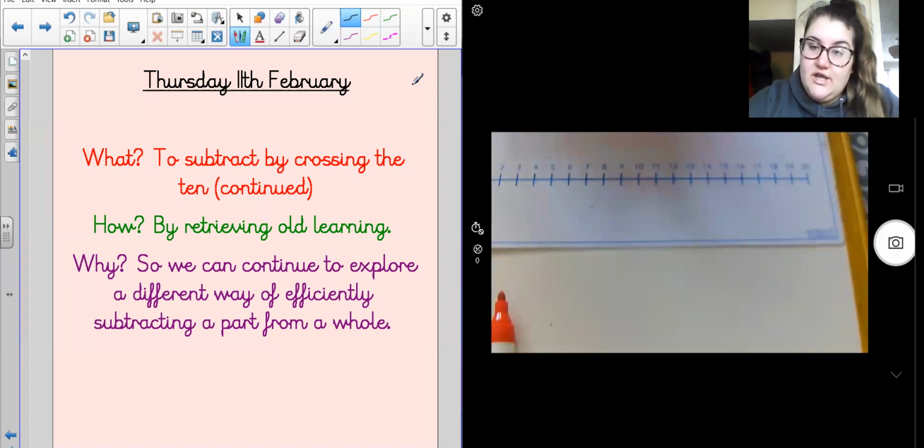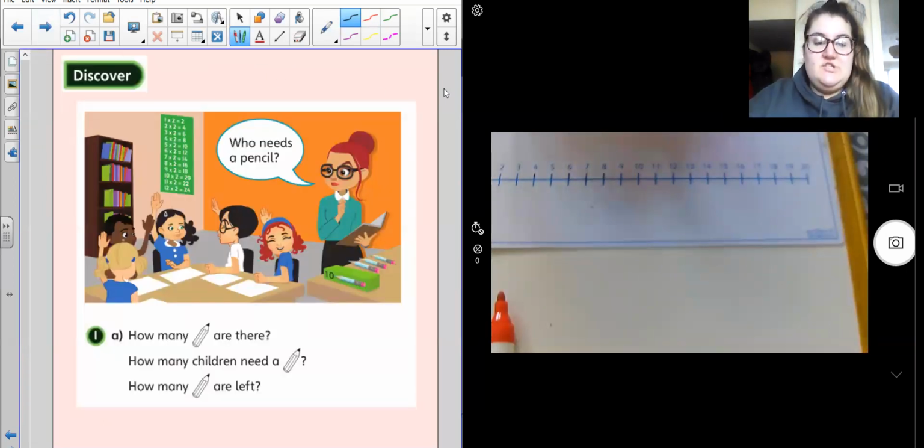We can retrieve old learning because we did it yesterday, and why? So we can continue to explore a different way of efficiently subtracting a part from a whole, because we know we're confident with counting back, but we want to explore some different methods so we're able to choose the most efficient one. So let's start with our discover.